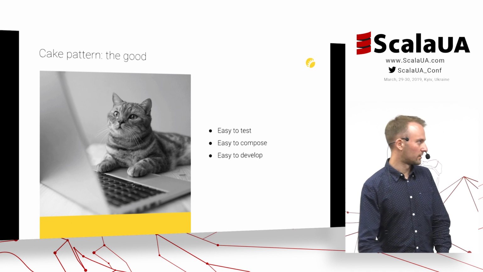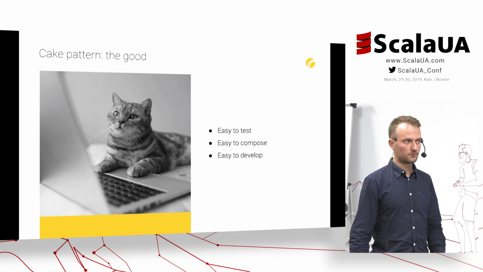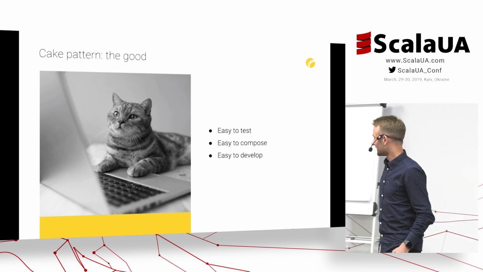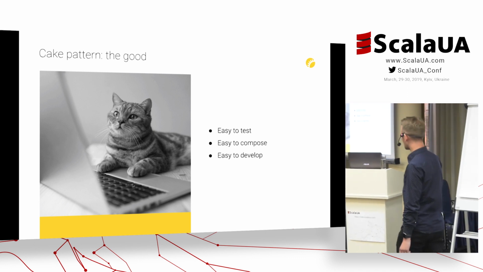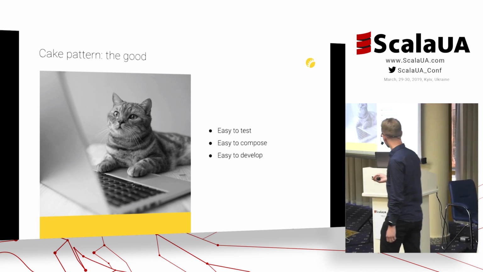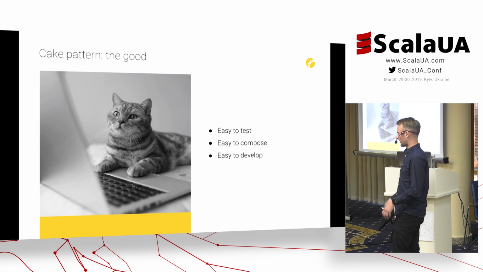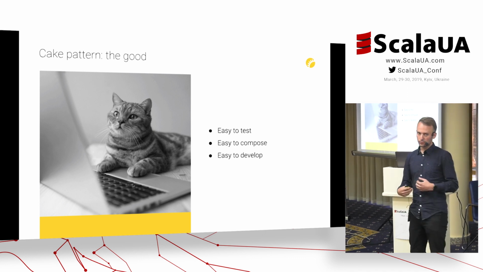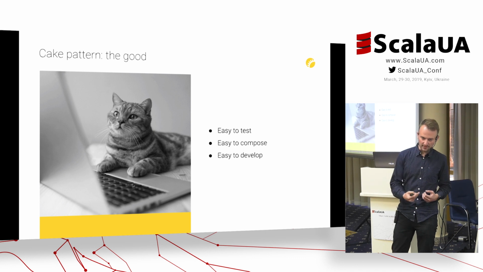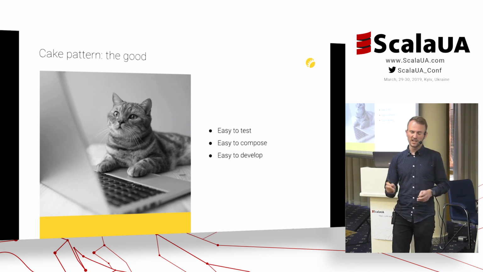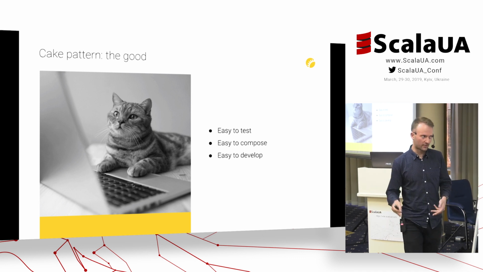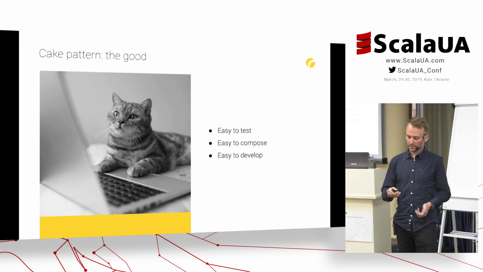The good parts of the cake pattern: it's easy to test because we can provide component implementations with mocks. Mockito works very well with the cake pattern. It is easy to compose because we just mix in different components. And it's also easy to develop because when you need some kind of dependency, you just write, for example, the actor materializer component. The IDE recognizes what you mean and automatically imports it.